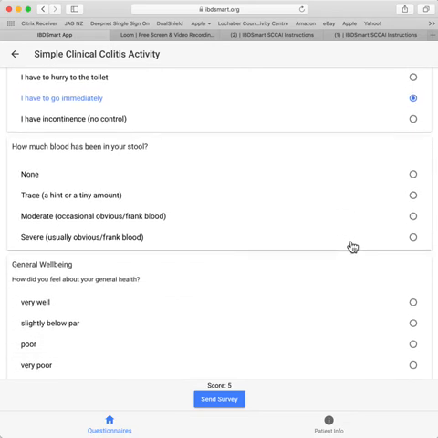The fourth question asks how much blood you've seen in your bowel motion, ranging from none to a tiny amount, i.e. a trace, through a moderate amount, which is when it's occasionally obvious blood, to a severe amount when blood is usually seen with each and every motion.